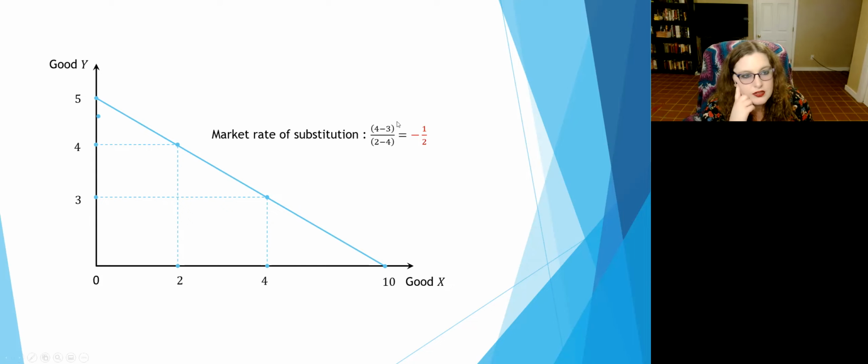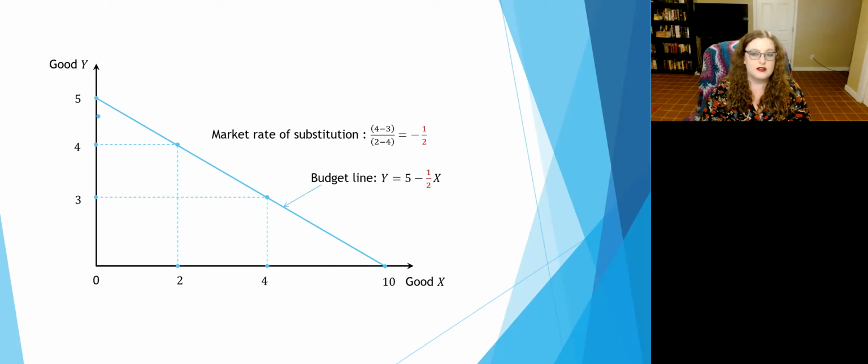Then we need to subtract what we have remaining for good Y, so we subtract 3. We need to subtract what point B is for good X, so we subtract 4 from 2. Notice this gives us a negative number, so we have a 1 on top and a minus 2 on the bottom. This is called the marginal rate of substitution, or just the slope between those points.